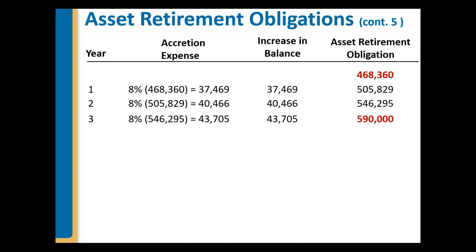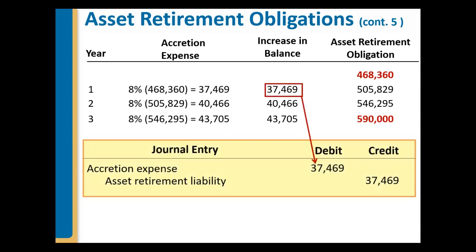The difference between the asset retirement liability of $468,360, which is the present value, and the probability weighted expected cash outflow of $590,000 is recognized as accretion expense, an additional expense that accrues as an operating expense over the 3-year excavation period. This process increases the liability to $590,000 by the end of the excavation period.